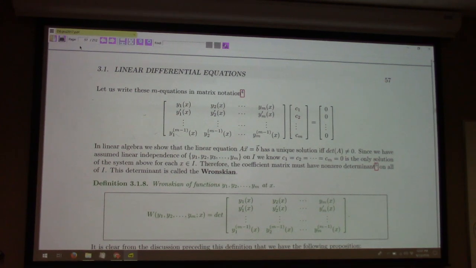For cosine and sine are linearly independent. Let's calculate the Wronskian of 1, t, t squared. That's a 3 by 3 determinant. We put 1, t, t squared, differentiate, differentiate again. What's the Wronskian here? What's the determinant of an upper triangular matrix? We just multiply the diagonal, right?